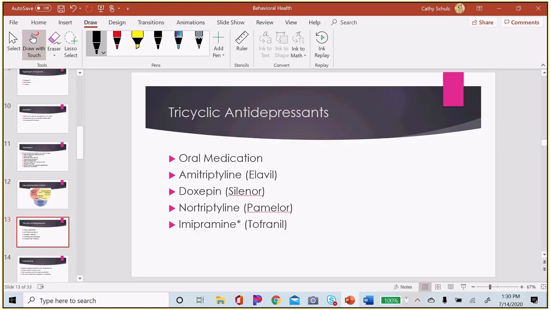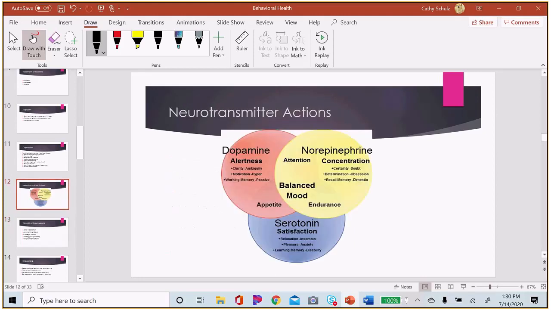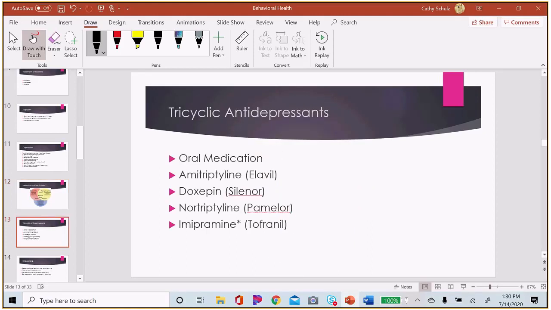So, different medications have come out that are trying to balance these neurotransmitters. The first group, one of the groups to come out that we'll talk about, are tricyclic antidepressants. So this is a medication taken by mouth.